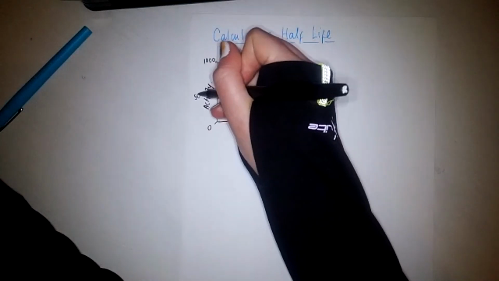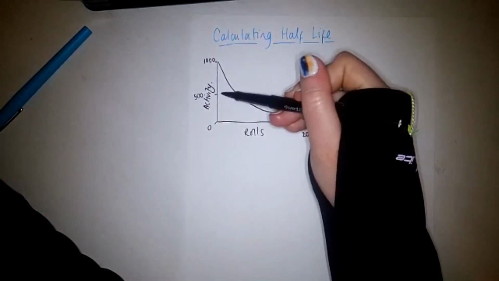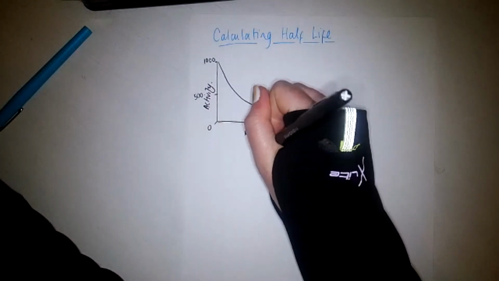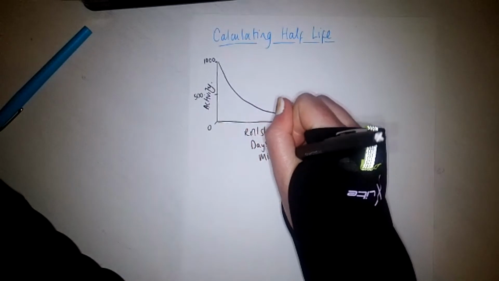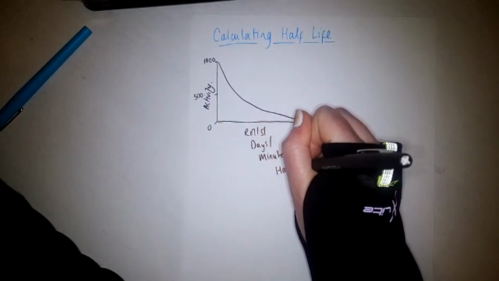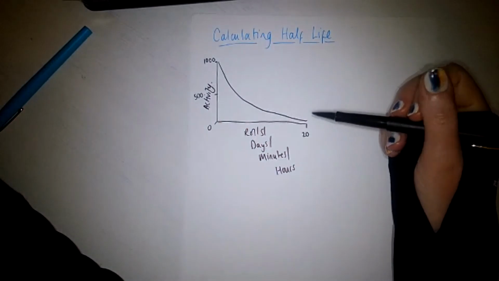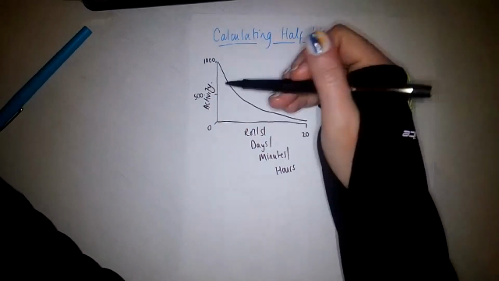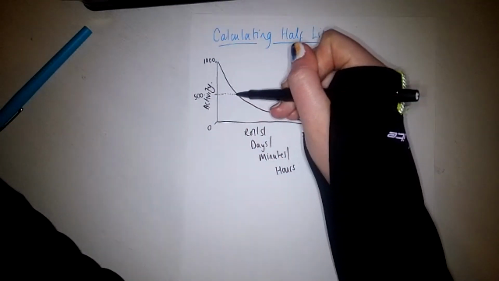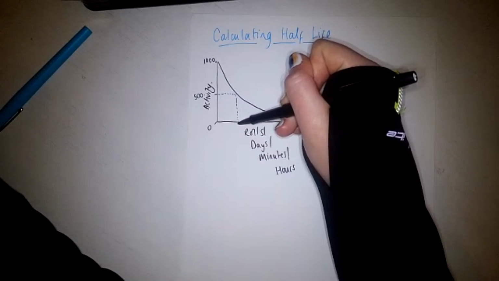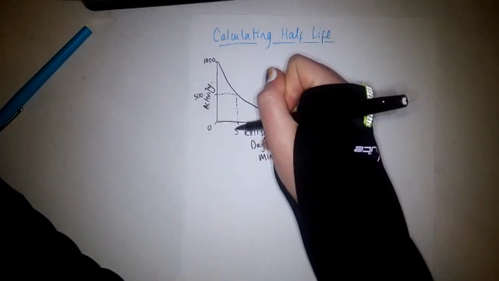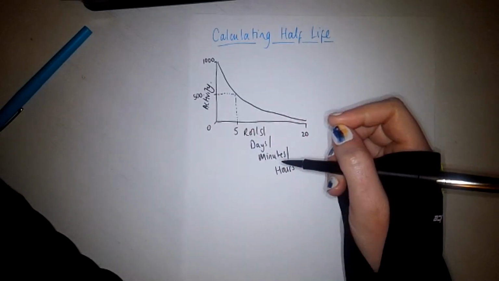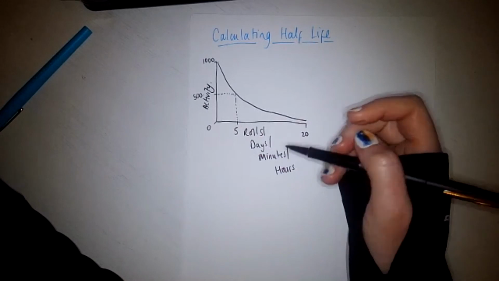So if this was 500 here, I want to know what the activity is, or after how many rolls, or say for instance if this was days or minutes or hours, it could be any type of unit, it doesn't matter, as long as you can get to half that activity. So if the total activity was 1,000 and half of the activity is 500, all I do is go straight over to the graph, straight down, and then I get my number here. Say if that was 5, okay, so after 5 rolls, my activity is halved, and that is literally a half-life.